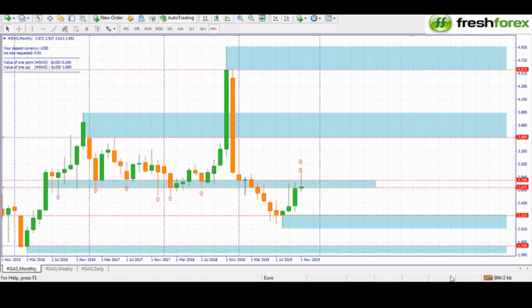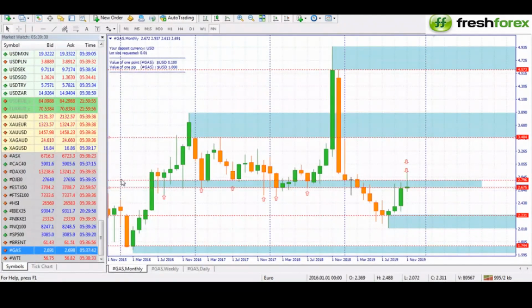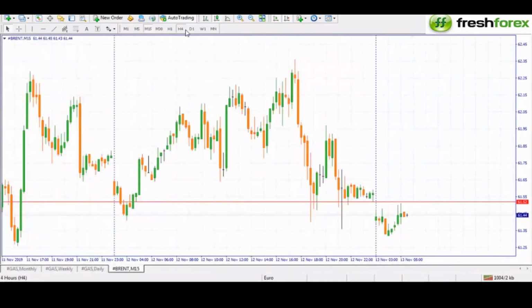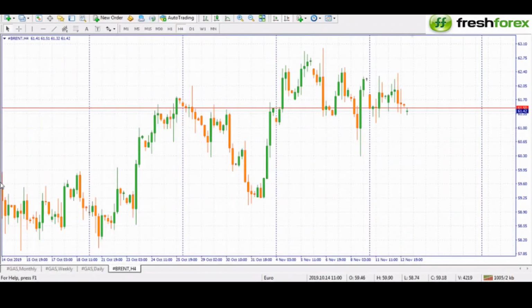So we want to move to the next thing. We want to look at oil. This is a simple analysis of gas. We want to look at oil now. Let's look at oil. We want to look at Brent oil instead. It's still oil. So as I've looked at gas, I want to look at Brent oil just the same way.